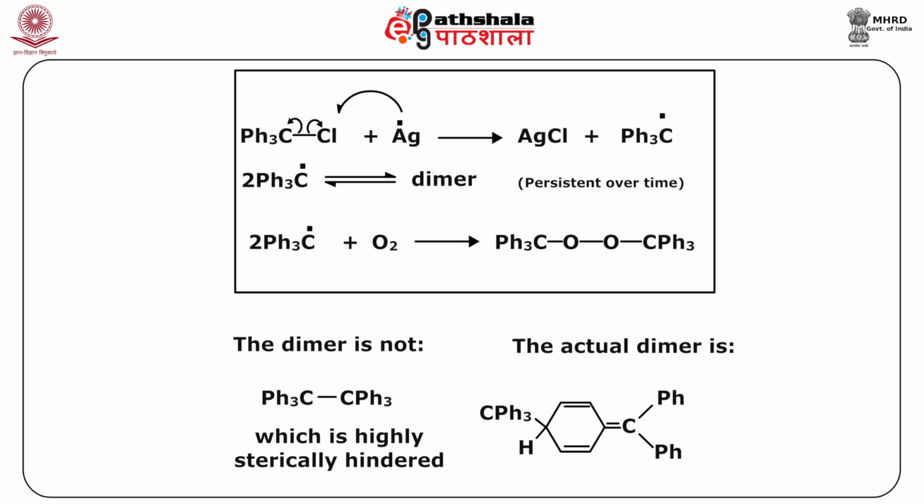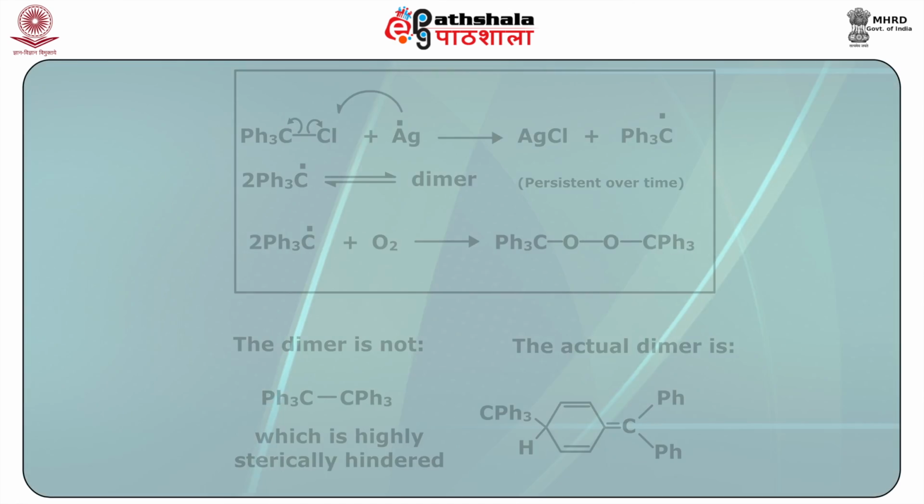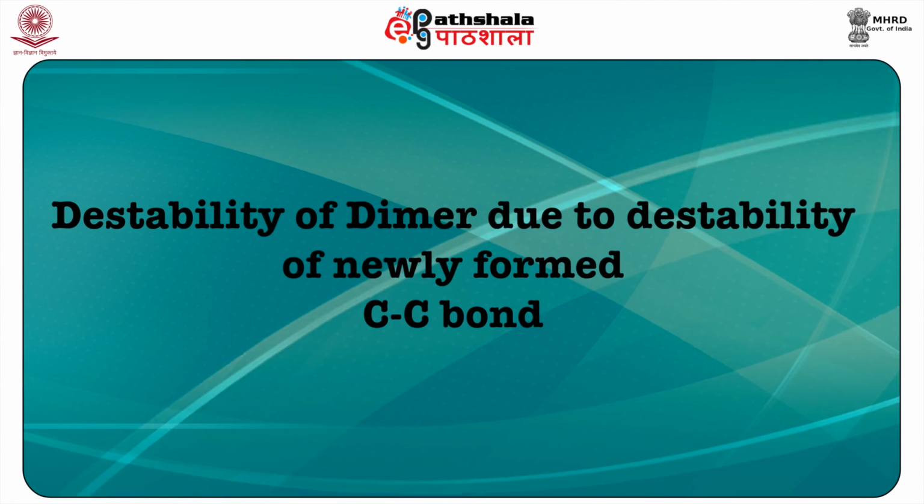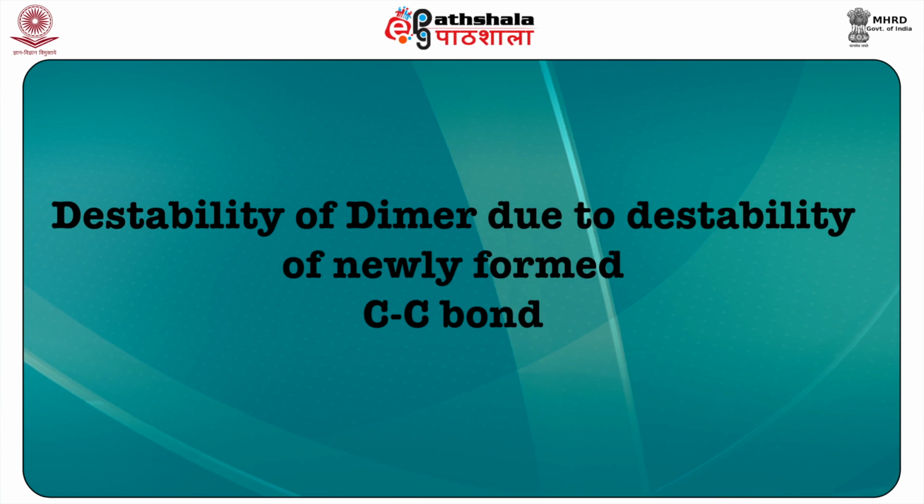As might be expected, the tris 4-methyl phenyl methyl radical, which has a methyl substituent at the para position of each phenyl ring, is a persistent radical in which dimer formation is almost undetectable. So, this is the structure of this persistent radical, you can see. Destabilization of the dimer due to destabilization of the newly formed C-C bond, you can say.